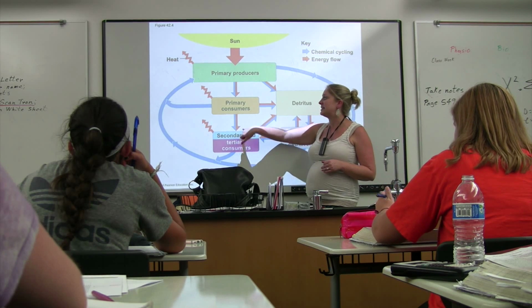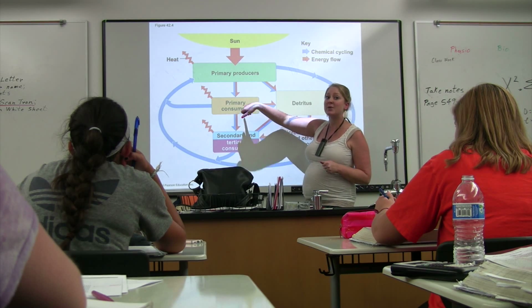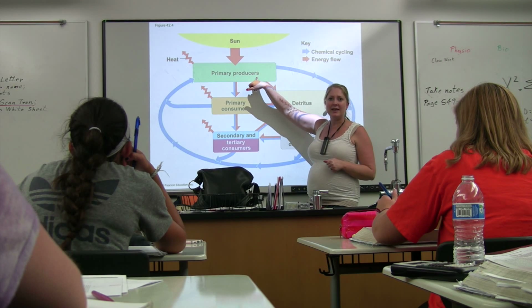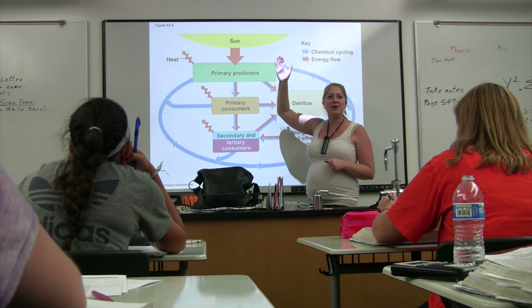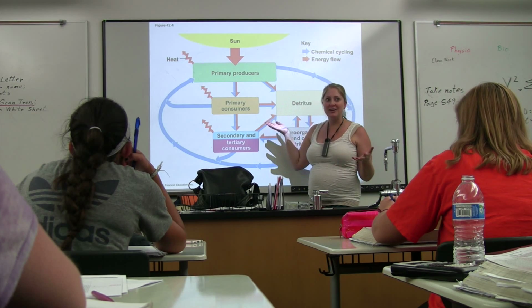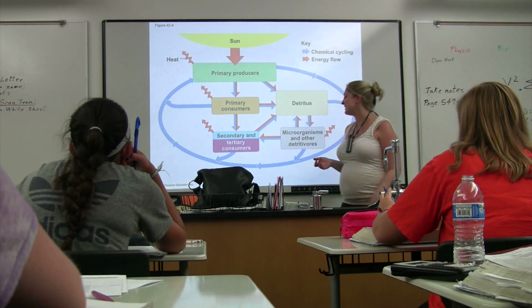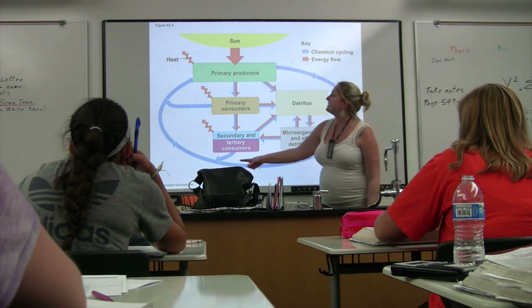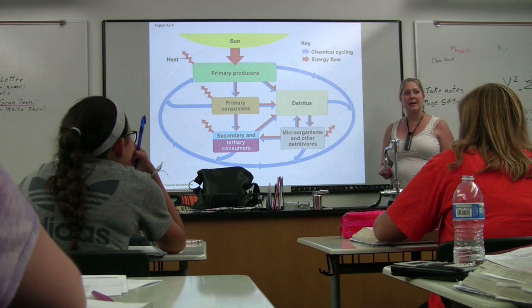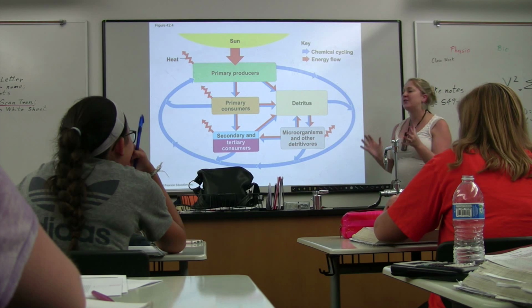Secondary consumers a lot of times eat primary consumers, but they could also eat primary producers. Anyone in here do that kind of thing? It's called being a carnivore and an herbivore. Yes? What are you? You're an omnivore. So then you have a lot of this cycling that's happening. And what's happening here is chemical cycling. We have our nutrients that are transferring from one to the next.